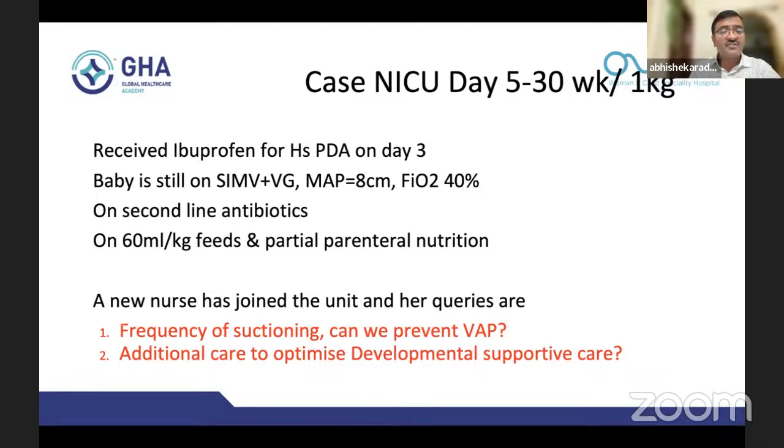A new nurse has joined the unit. Her queries are, what should be the frequency of suctioning? Can we prevent VAP in this newborn? So we're giving feeds, we're giving partial parenteral nutrition. What additional nursing care do we need to take to optimize developmental supportive care in this preterm?